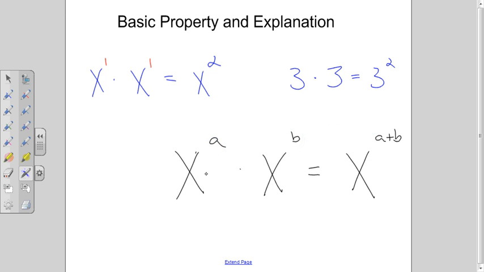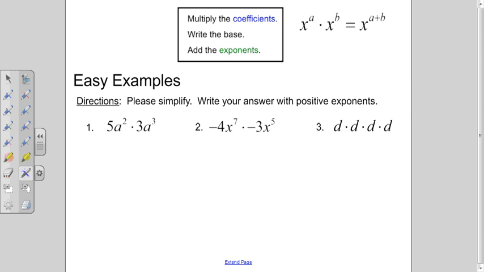Also, if you had coefficients, something like 3x to the a times 2x to the b, you would take your 3 times 2 and make a product of 6. Okay, so let's get into some easy examples and then move on in levels of difficulty as the video progresses.